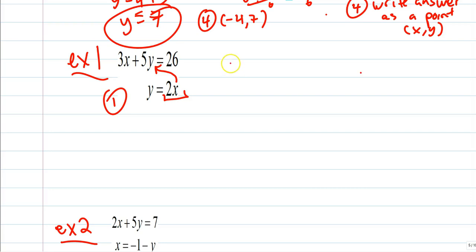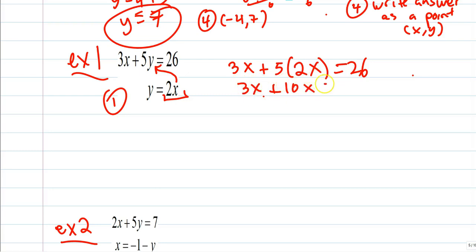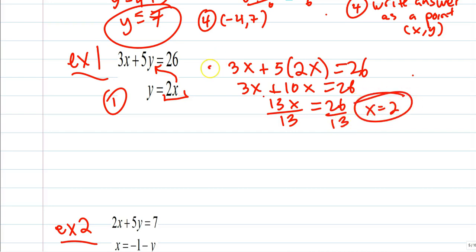So what does this become? 3x plus 5 times, in place of y, we put 2x, equals 26. 3x plus 10x equals 26. 13x equals 26. Therefore, x must equal 2. That's all step 2. Please don't stop at this point. Remember, this is really the reason why we had the first section, was that we understand this is not our solution. This is not a point.